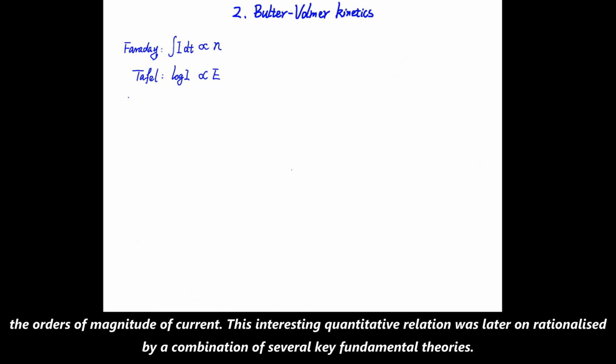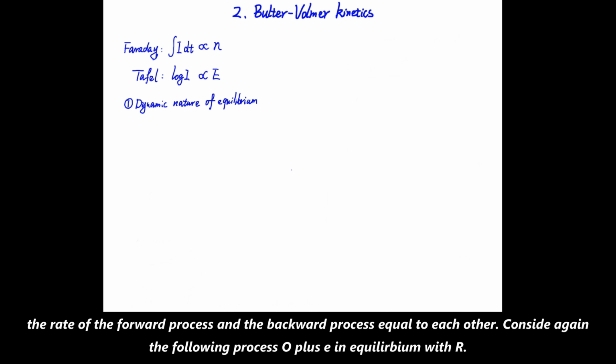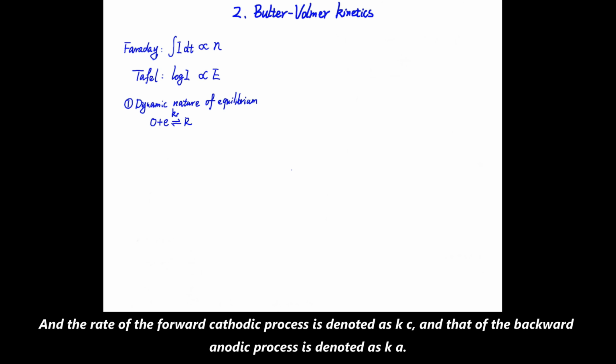This interesting quantitative relation was later on rationalized by a combination of several key fundamental theories. The first to emphasize is the dynamic nature of equilibrium. As mentioned in the very first section, equilibrium state does not mean there's no molecules reacting, but instead the rate of the forward process and the backward process equal each other. Consider again the following process: O plus e in equilibrium with R, and the rate constant of the forward cathodic process is denoted as kc, and that of the backward anodic process is denoted as ka.